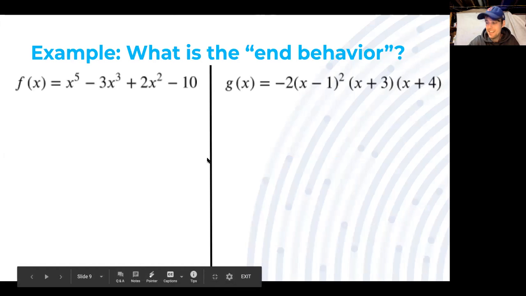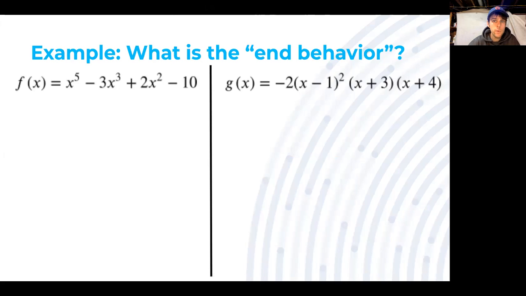All right, so let's look at these here. On our first one, the leading term is right here. We have an odd degree. So 5 is an odd degree. And the leading coefficient in this case is a 1. So that's actually a positive leading coefficient.